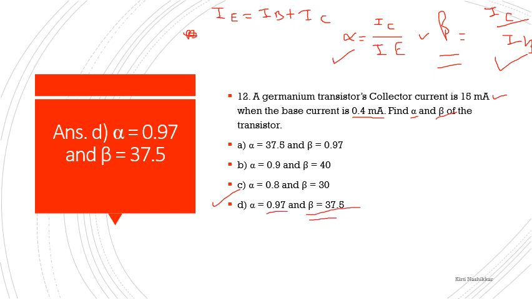So there are various ways of calculating various quantities. Only thing is that you should be aware of their formulas, and just remember that the current gain is having no unit. It is the unitless quantity because it is the ratio of two similar quantities.